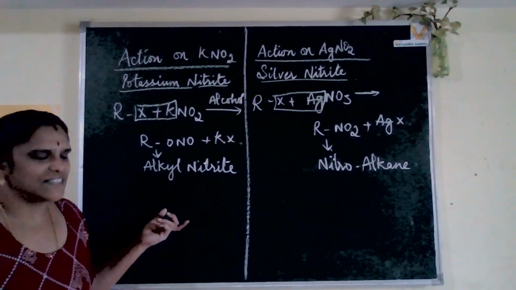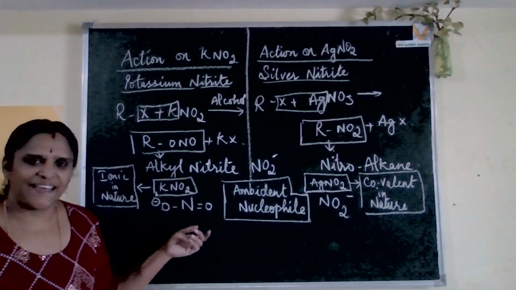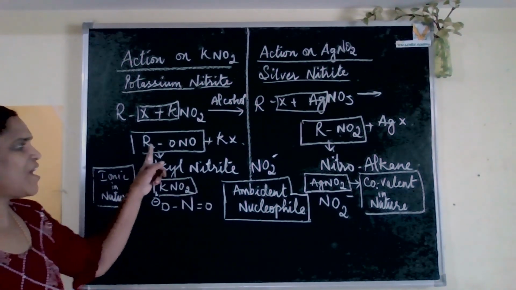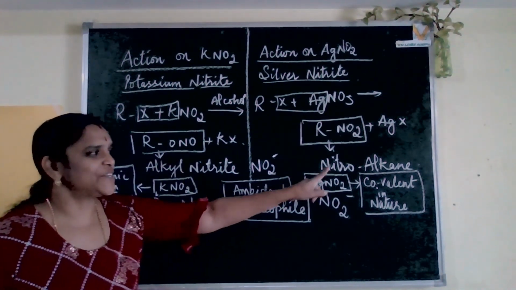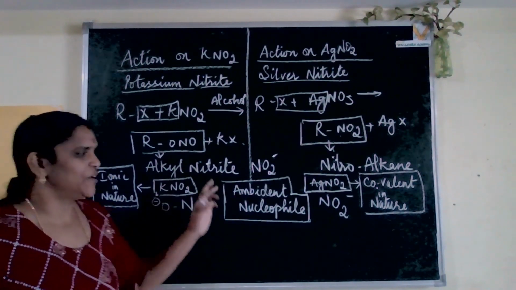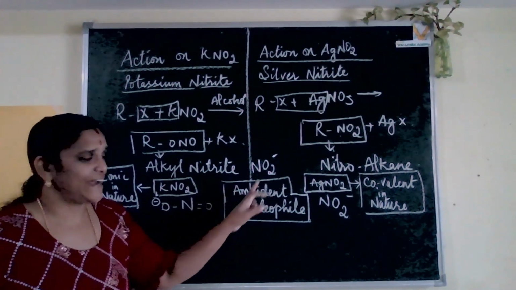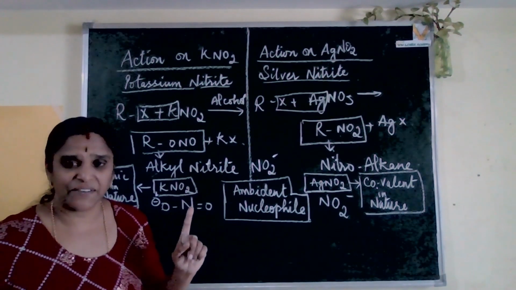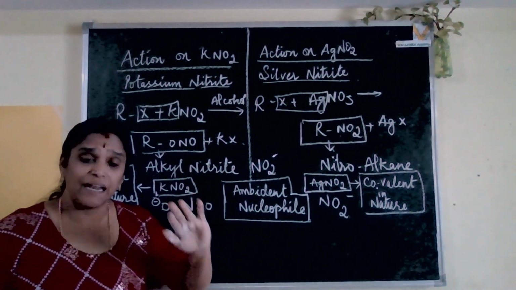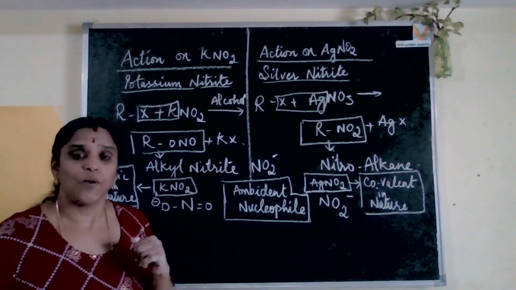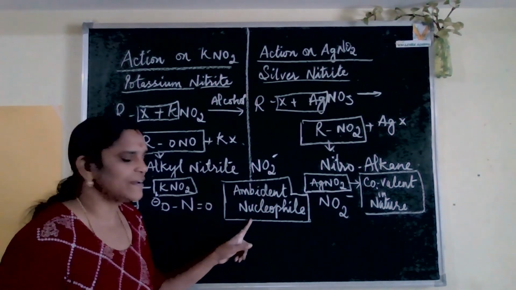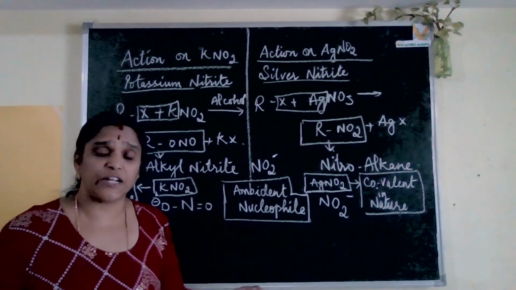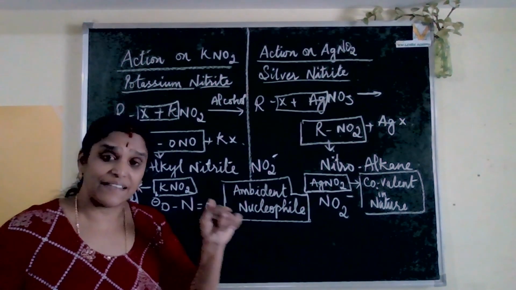So what is the reason? In a simple way, I'll tell you. Alkyl nitrite is RONO. Nitroalkane is RNO2. Nitrite ion is an ambident nucleophile. Ambident, I think you might have heard about amphibians. An amphibian lives on land as well as in water. Here, ambident nucleophile means both atoms can act as a nucleophile, but where it will act is the matter.